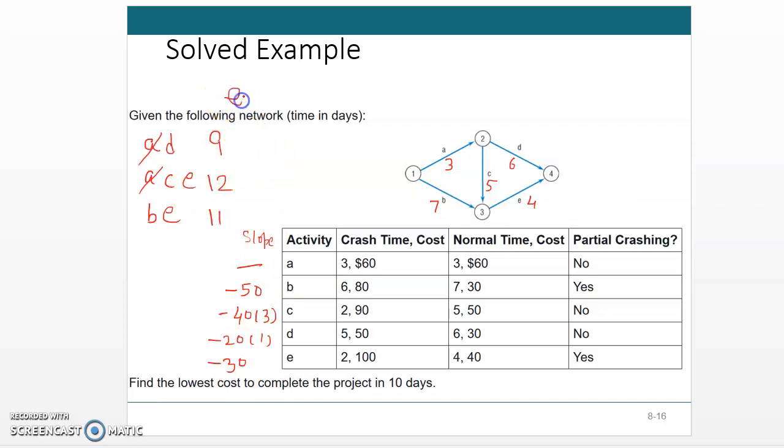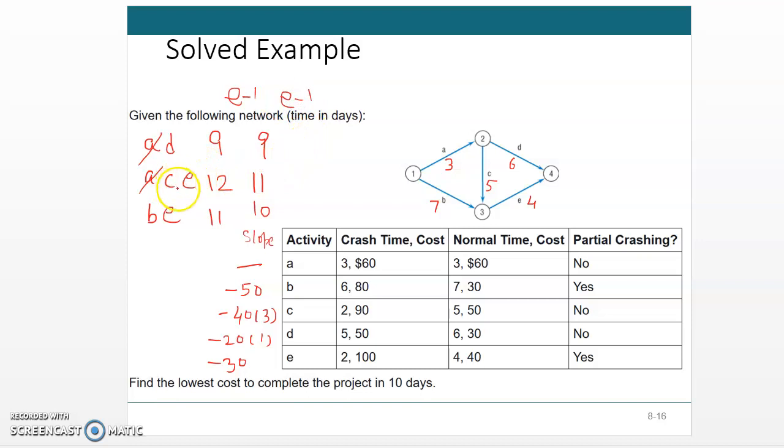E minus 1. So AD will remain 9 because there is no E here. E was reduced by 1 day, so this duration will become 11, and this duration will become 10. Still, the length of the critical path is 11 days. AC-E is still the critical path. E can be reduced for 2 days, so there is still 1 day of crash available. So again, we will choose E because this is the cheapest available option.